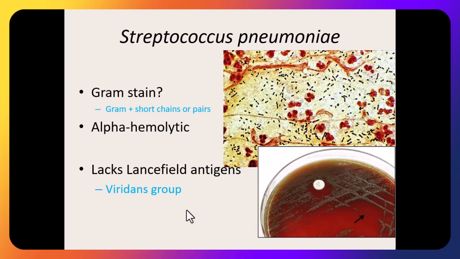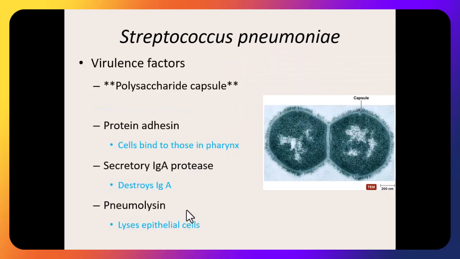Now, based on its name, what can it cause? It can cause pneumonia. It is called Streptococcus pneumoniae for a reason. However, it's not the only thing it can cause, and it's generally not the most common thing that it can cause. It can cause lots of different diseases. And part of that is it has a lot of different virulence factors. Again, a virulence factor is something that makes it more likely to cause disease.